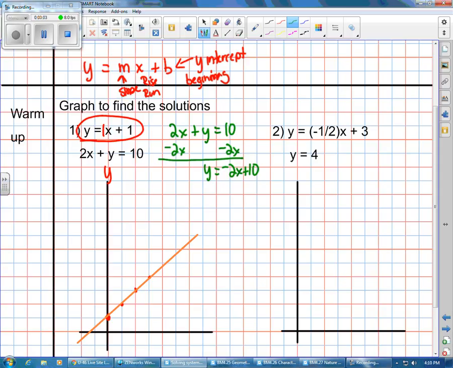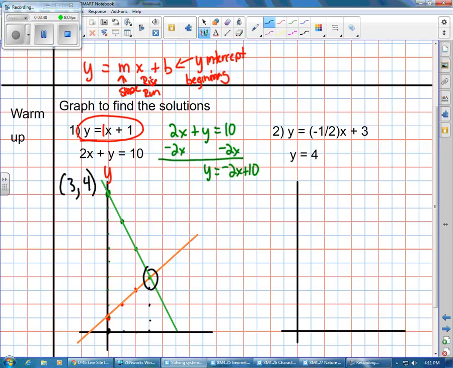Okay, start with your B, your beginning, and then count from your beginning how you are going to move. Okay, your line should look like mine in green. Now wait, we're not done yet. We've just graphed the two equations. What we need to do is identify the point where they're crossing. That's the solution. So x is 3, and y is 4. So I'm saying the solution to this system is (3, 4).